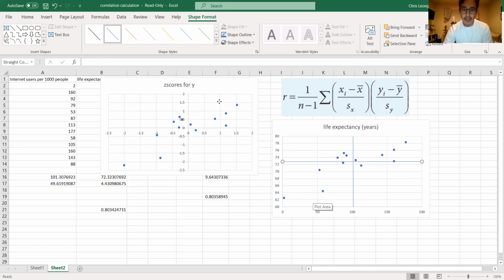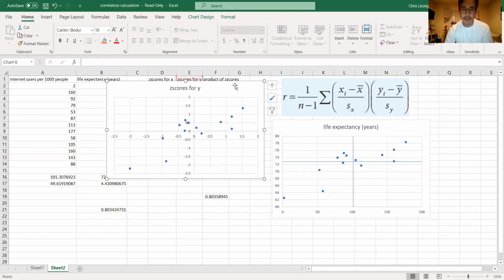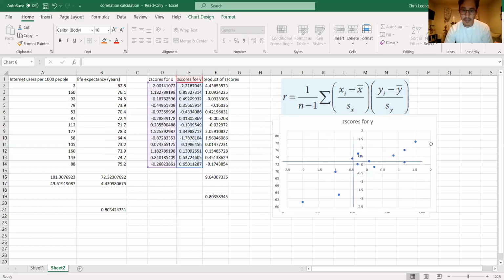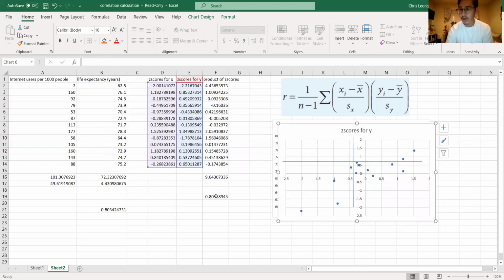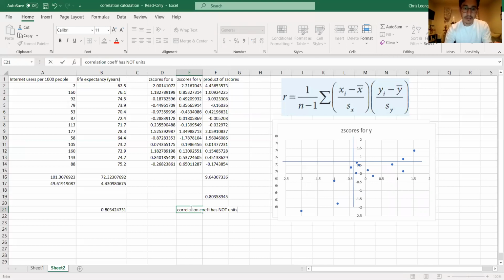Now, something I didn't mention is, what are the units of the correlation coefficient? We know the value is 0.80, but is that 0.80 years? Is it 0.80 internet users per 1,000? Well, actually, the correlation coefficient has no units.